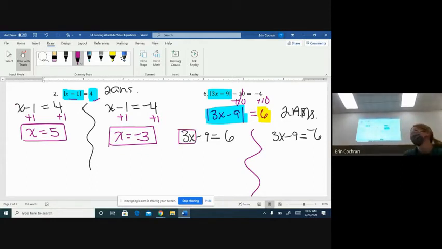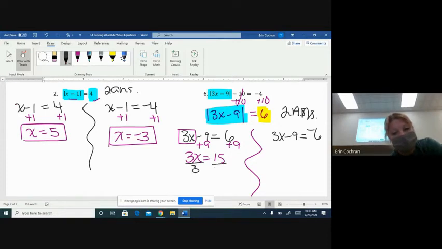What would I move first? Would I move the 3 or the 9? 9, so add the 9. So 3x equals 15. And then what? Divide by 3. So x would be 5. So that's my first answer.